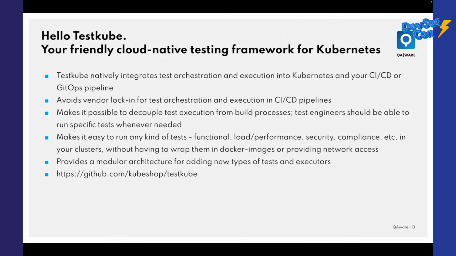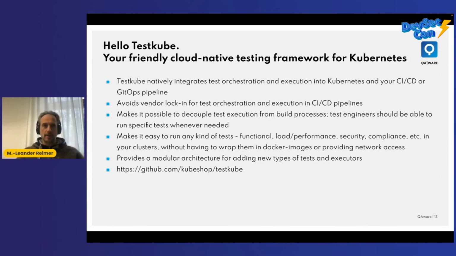Okay, so Testkube integrates test orchestration and test execution into your Kubernetes cluster. Okay, and it takes it out of your CI/CD pipeline or the GitOps pipeline. So we don't have any vendor lock-in for test orchestration and execution anymore. So Testkube is completely decoupled from your Jenkins, from your GitHub Actions, from your GitLab Actions, whatever CI system you use. But the cool thing is that it decouples the test execution from the build process.